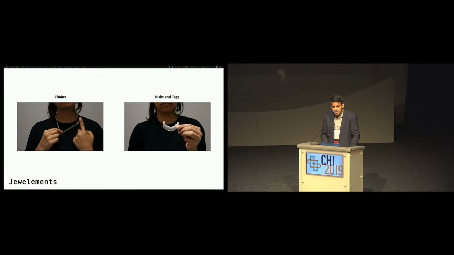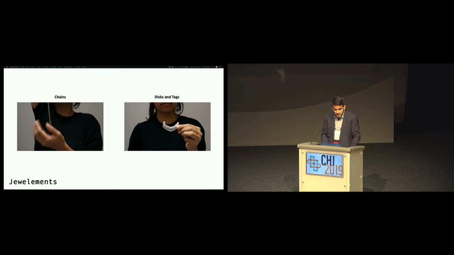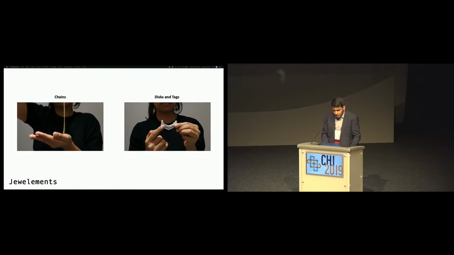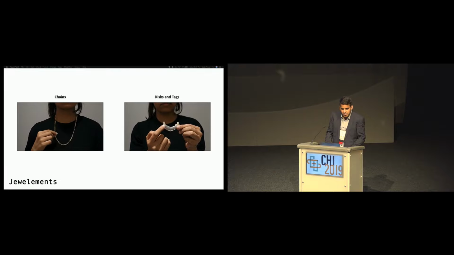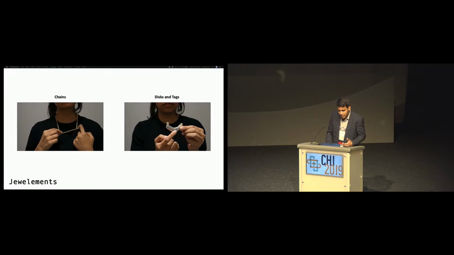So a chain is a very interesting Jewelement due to its flexible and slinky character, due to which it creates the possibility for manipulation gestures. The disc and tags are basically plates which provide surface for touch interaction. And their specific shape and size decides the touch interaction that they can support.